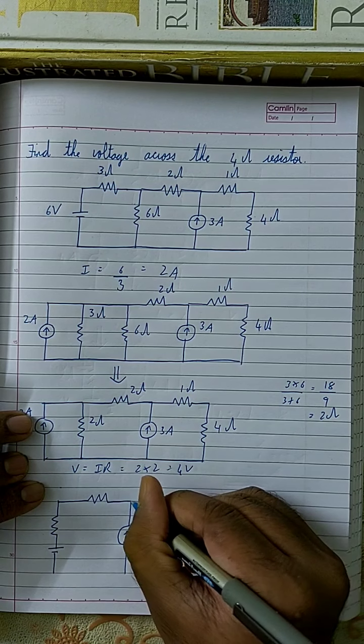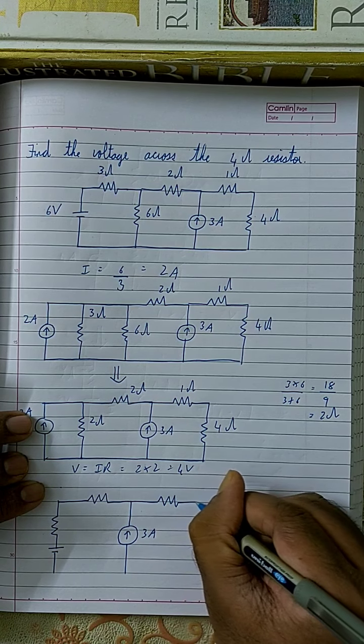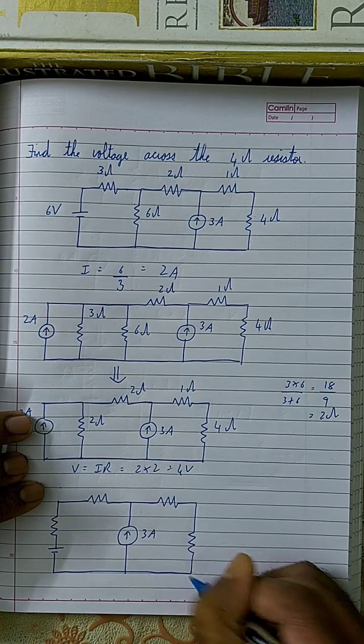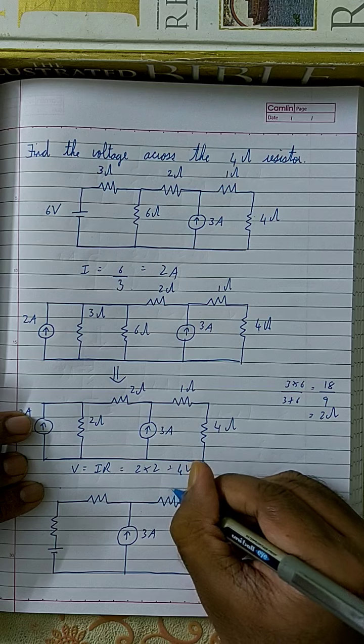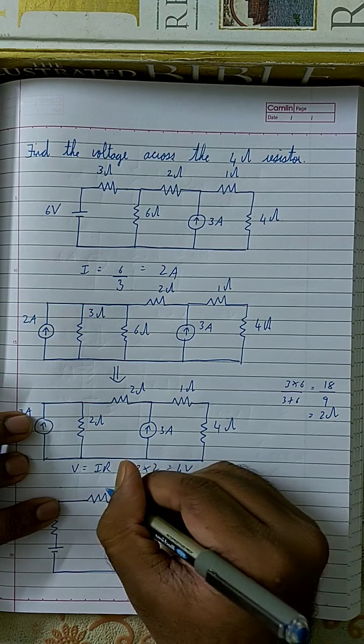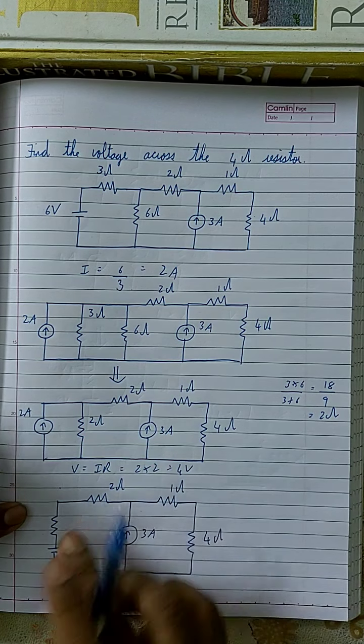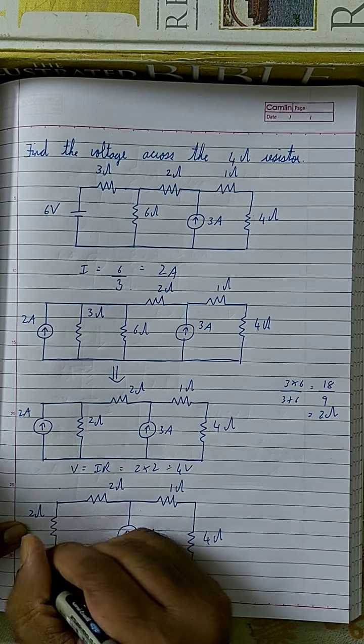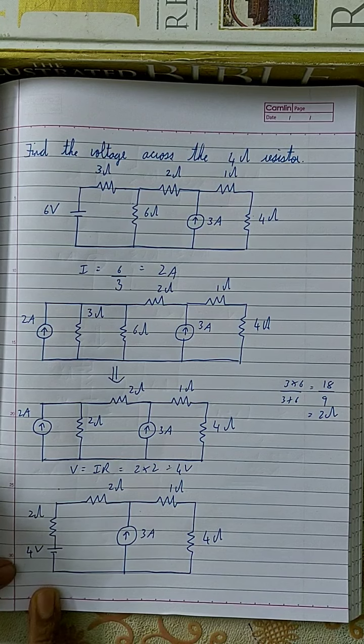This is 3 ampere. This is that resistor 1 ohm. This is that resistor 4 ohm. This is 1 ohm. This is 2 ohm. And this is that 2 ohm. And this voltage source is 4 volt. Okay. See, now the circuit became more simple.